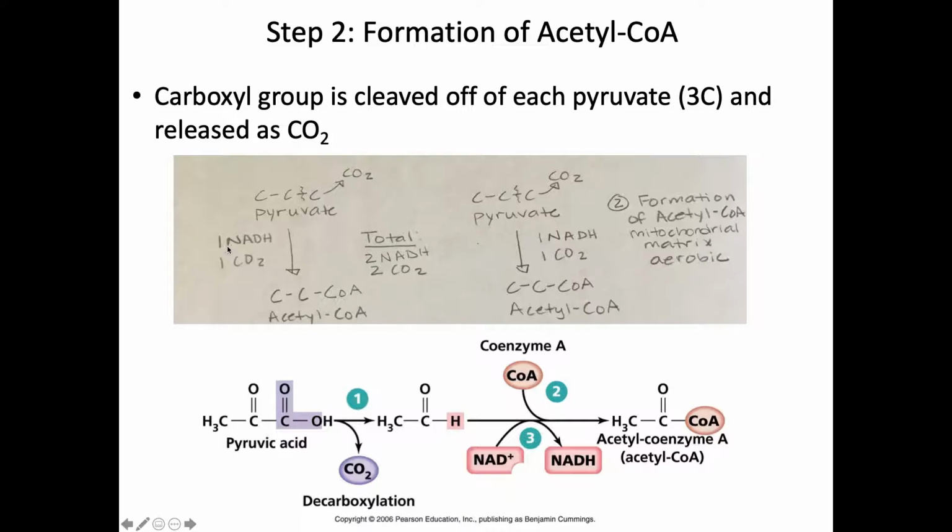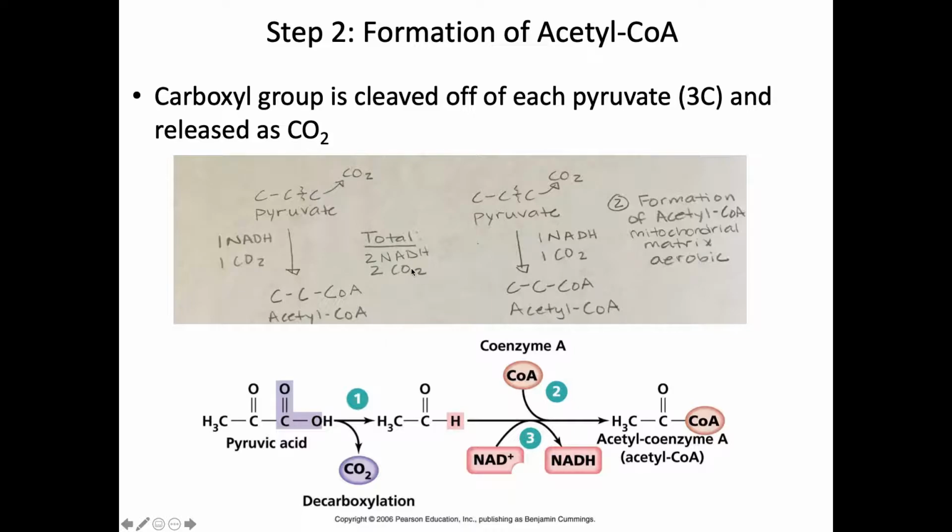And then in the process, the purpose of the second step is that you're making your NADHs. So from 1 pyruvate, you've made 1 NADH. Okay, so that's from this pyruvate. And then the same will go for this pyruvate. You've made 1 NADH, 1 carbon dioxide, 1 acetyl coenzyme A. But in total, you've made 2 NADHs, 2 carbon dioxide.